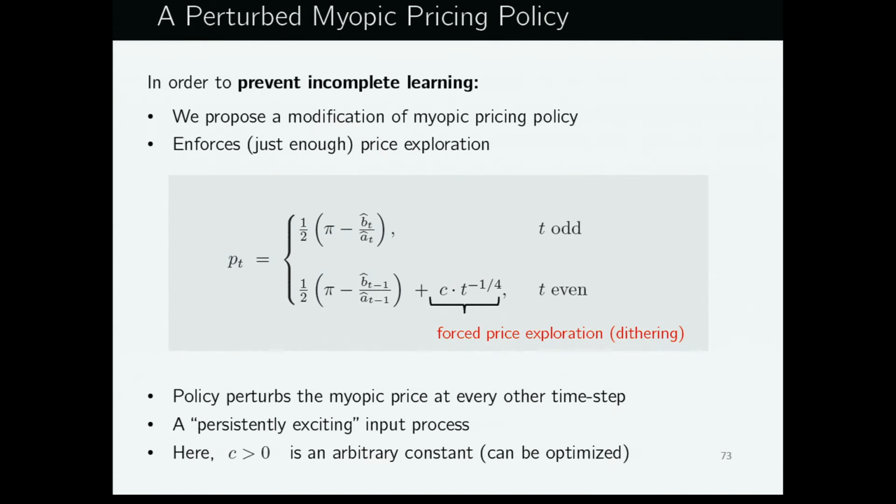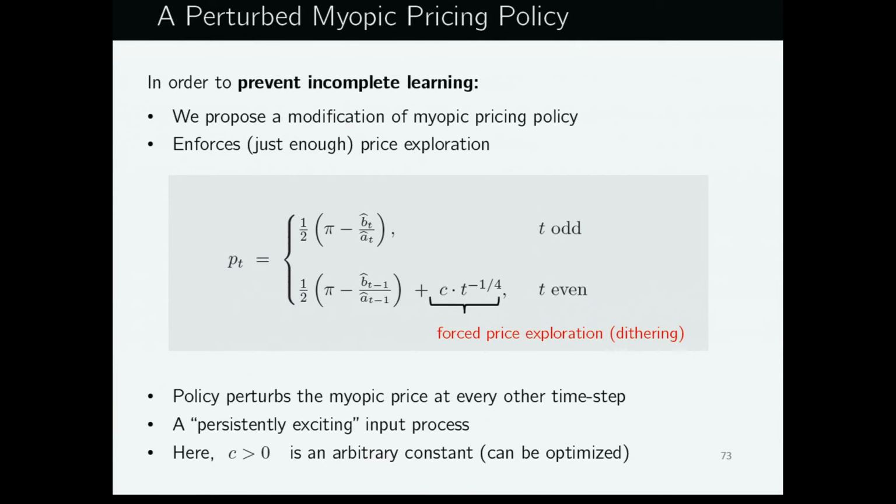Okay. So in order to prevent incomplete learning, I hinted at a strategy earlier. You might take your myopic price and introduce some dithering or perturbation to the price to ensure that you have enough dispersion or variation in your inputs so as to guarantee asymptotic efficiency in your demand model estimates. And so what we do is we use a very simple policy. There are many other policies that one might propose which would yield similar results, but for simplicity of this talk, this is the one I'll discuss. At every odd time step, you use the myopic price.